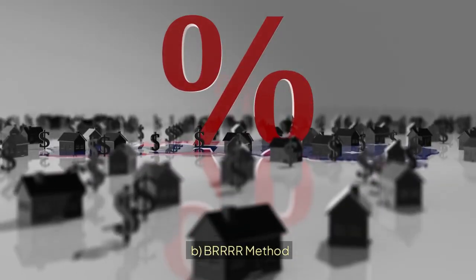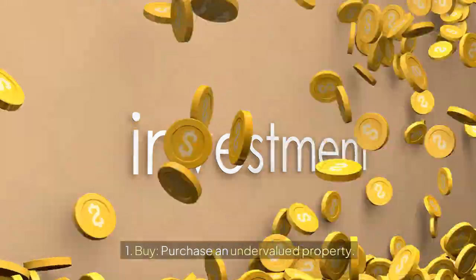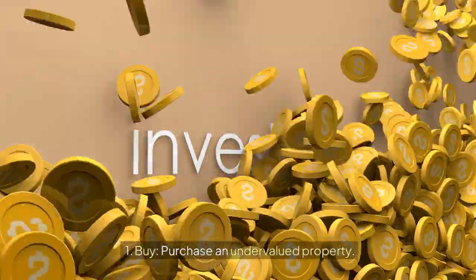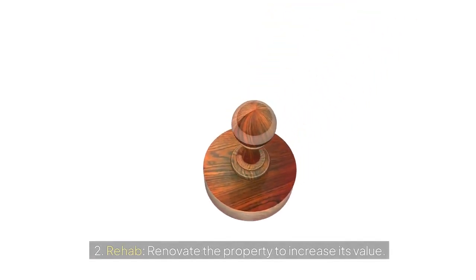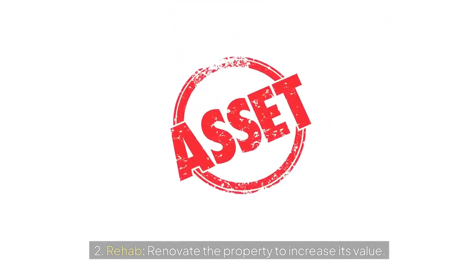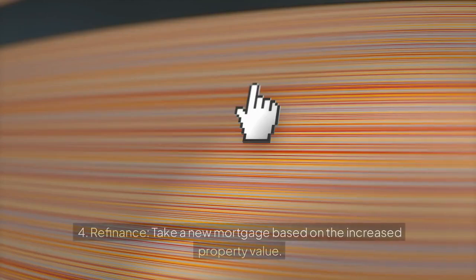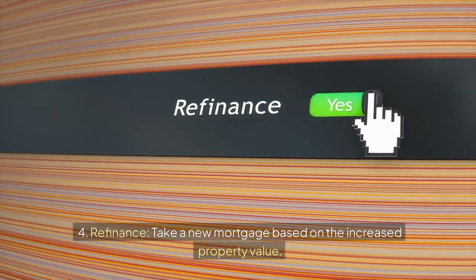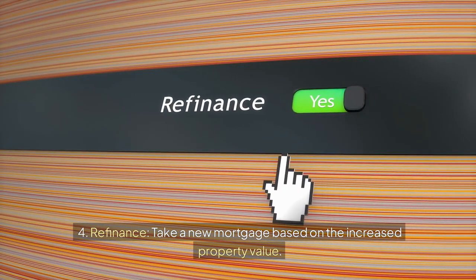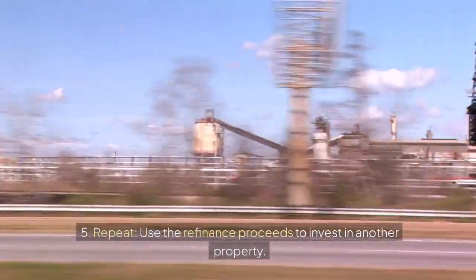BRRRR method. 1. Buy. Purchase an undervalued property. 2. Rehab. Renovate the property to increase its value. 3. Rent. Lease it out to generate cash flow. 4. Refinance. Take a new mortgage based on the increased property value. 5. Repeat.